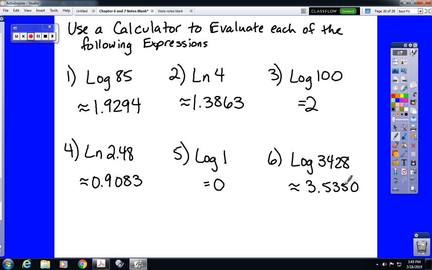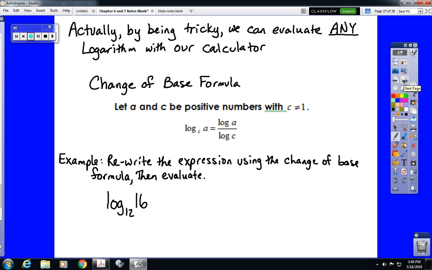Again, watch your rounding. A couple of these got rounded up, and the rest got rounded down. That all depends on that 5th digit. Okay, so then the question arises, well, what do we do if the logarithm we're asked to evaluate isn't base 10 or base E? Well, then we'll use what is called the change of base formula.